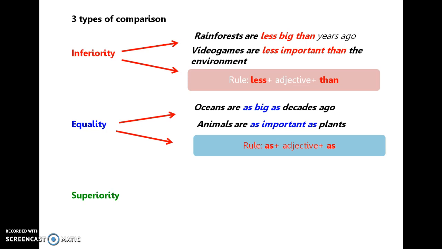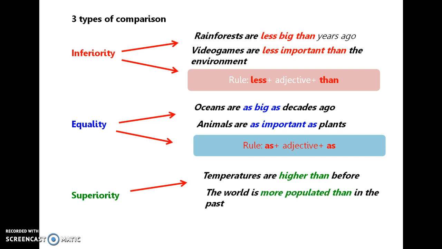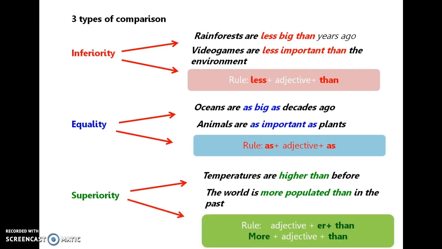The expression of superiority is the most difficult. For example, temperatures are higher than before. Or, the world is more populated than in the past. Well, as you can see, here we have two different ways of expressing superiority. Adjective, er and than, this is ending er, or more, adjective and than. When do we use one or the other? Well, let's see.